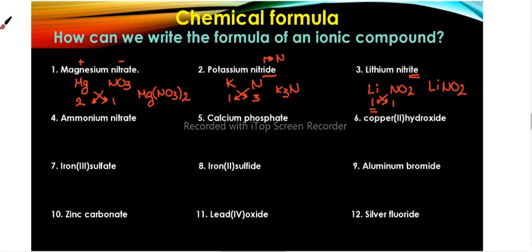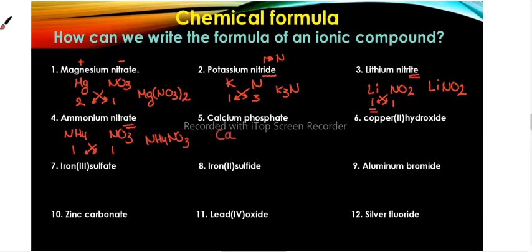Ammonium nitrate. Ammonium is the NH4, which is a polyatomic ion. Nitrate is the NO3, so I have here ATE. The ammonium is a 1, the NO3 is a 1. Another time, each one is multiplied by 1, so no need to use the brackets. And your final answer is NH4NO3.